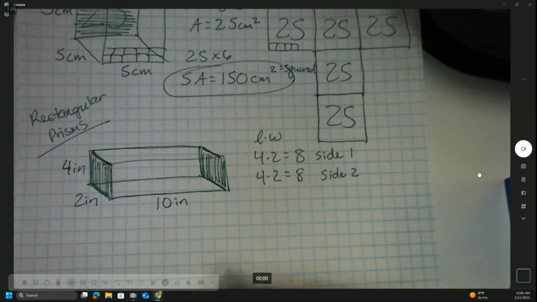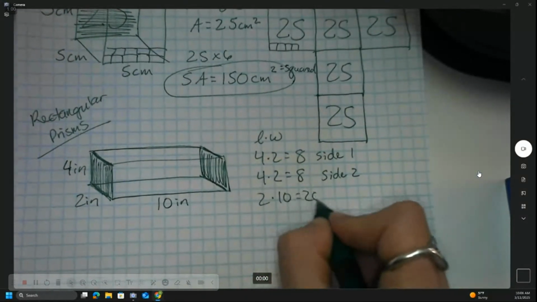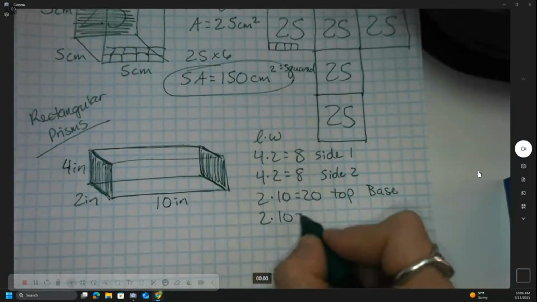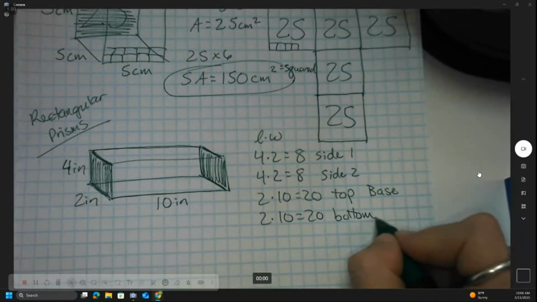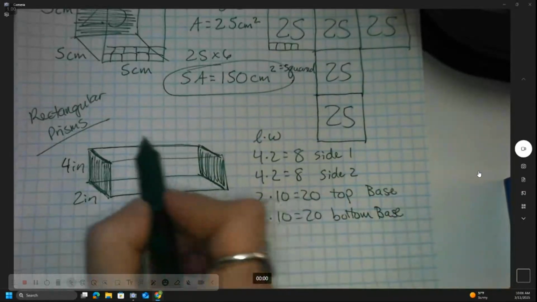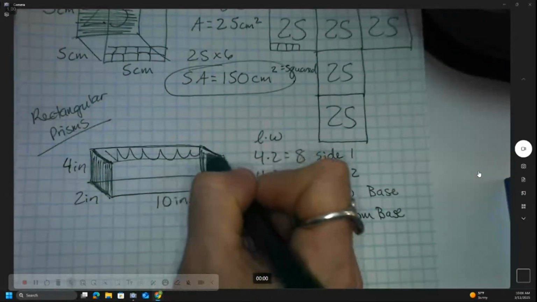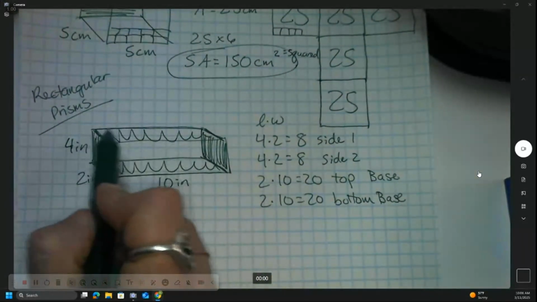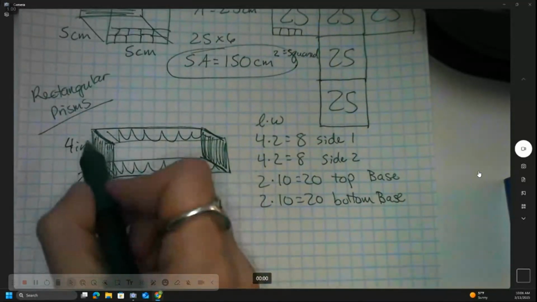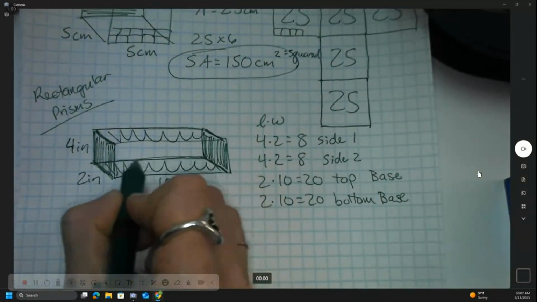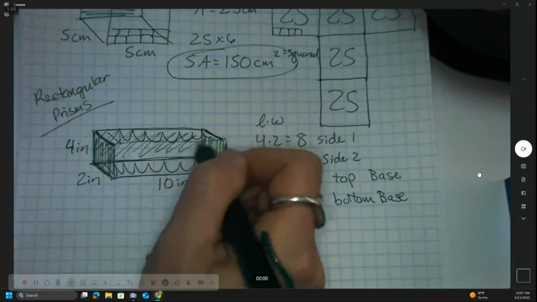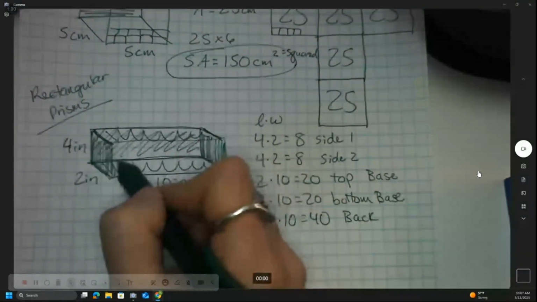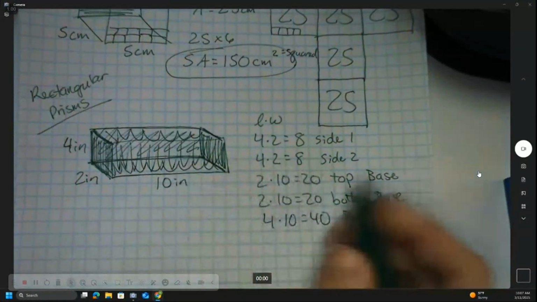So for the bases, the top and bottom, you're going to do 2 times 10, which is 20. That's the top base. 2 times 10 again equals 20 for the bottom base. Okay, so there's the top, the bottom, and now you got to consider the back and the front. The missing dimensions looks like it's going to be 4 by 10 for the back, which is 40, and then the front, which is also 40.